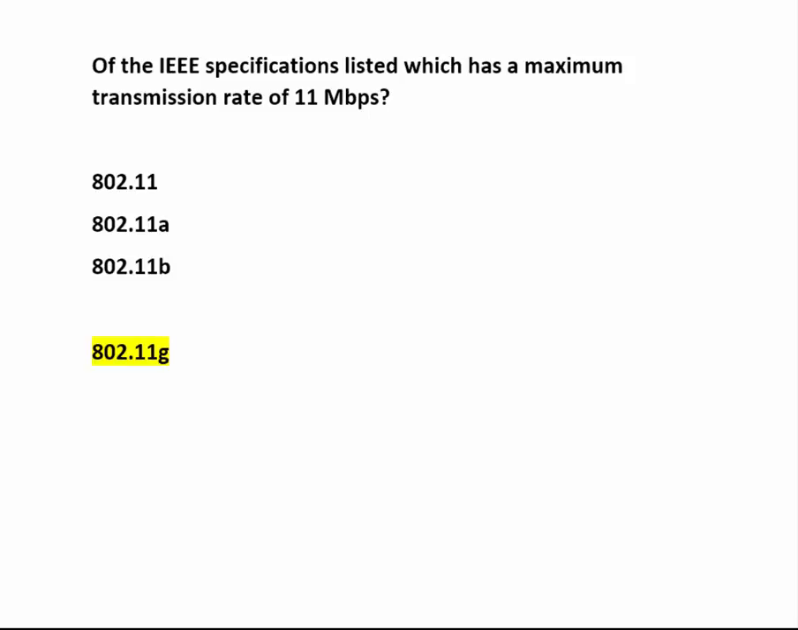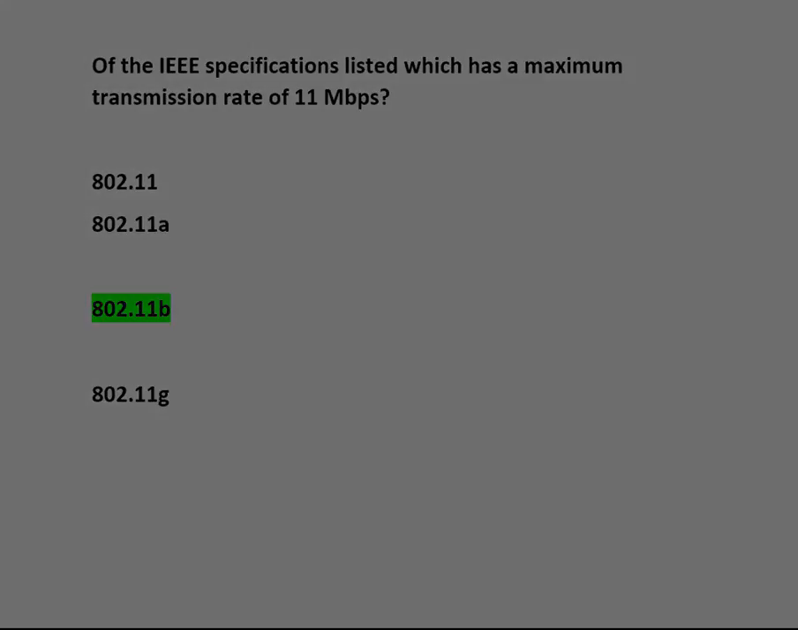802.11g hit the scene with 54 megabits per second speed and backward compatibility with 802.11b, as they both use the 2.4 GHz frequency range. Your correct response here is 802.11b.